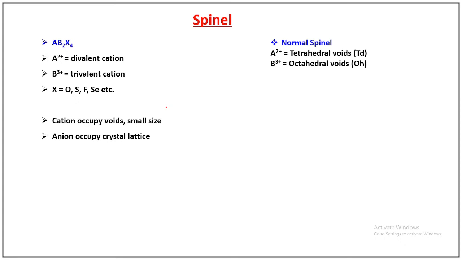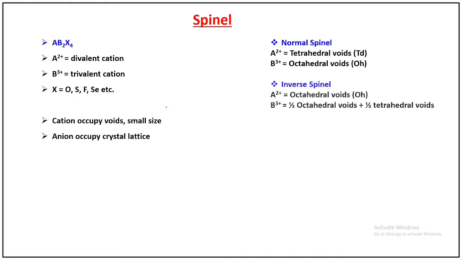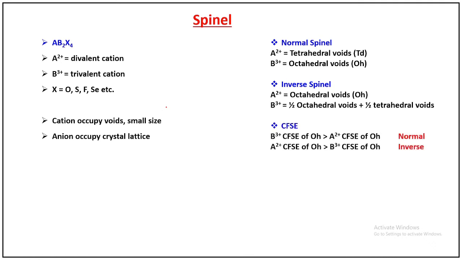In a normal spinel, the divalent cation A2+ occupies the tetrahedral voids and B3+ occupy the octahedral voids. Whereas in an inverse spinel, A2+ occupies the octahedral voids, whereas B3+ occupies half of octahedral voids and half of tetrahedral voids. We can find a structure is normal or inverse spinel from CFSE or crystal field stabilization energy.